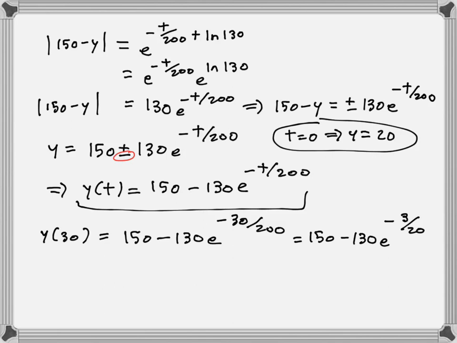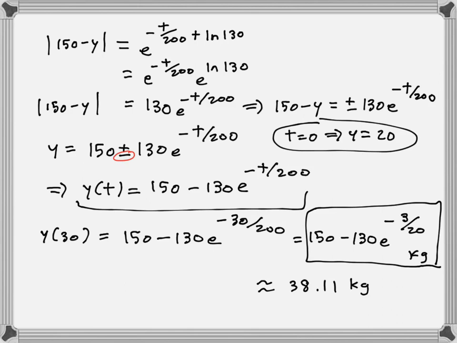Now, this is an amount of salt in kilograms. We can leave the answer like this if we want an exact answer. However, if we want an approximate answer, we just put this in our calculator. I'm going to write 150 minus 130 times e to the power of negative 3 over 20. I actually end up with approximately 38.11 kilograms of salt. So this would be considered the approximate answer, but what I wrote above is the exact answer.